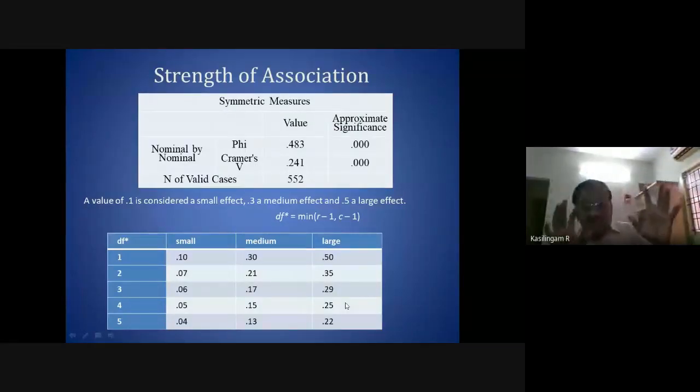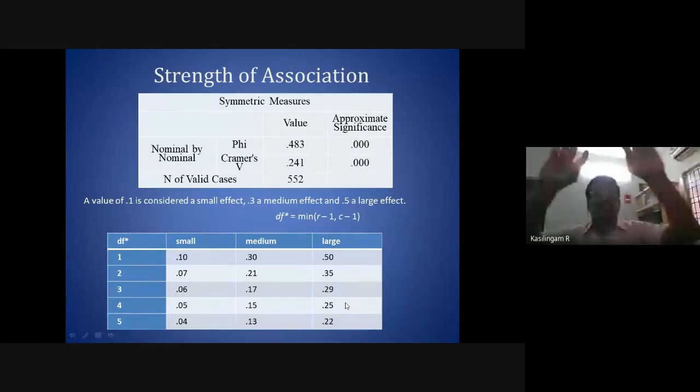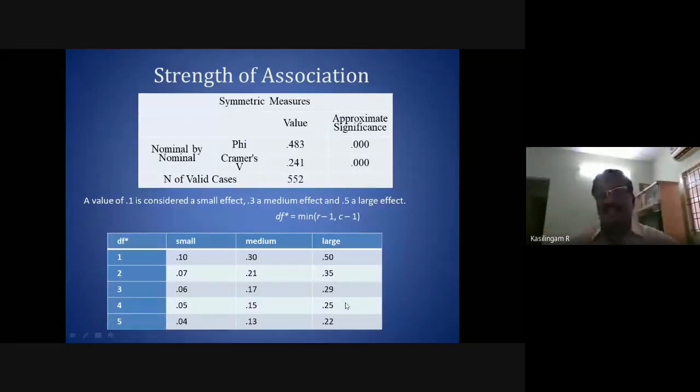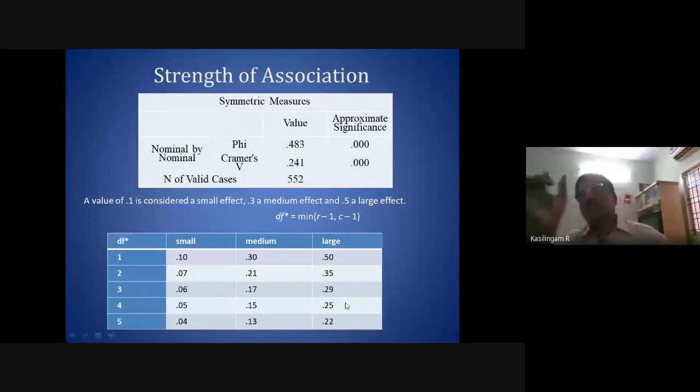So this is what the chi-square is all about. We need to see the significant value, right? Whenever we are writing the significant value, we have to write the calculated value, degrees of freedom, and the significant value. Whenever we report in a thesis, we have to report those 3 values.